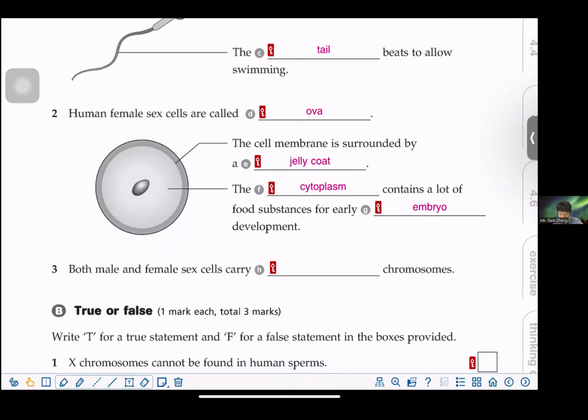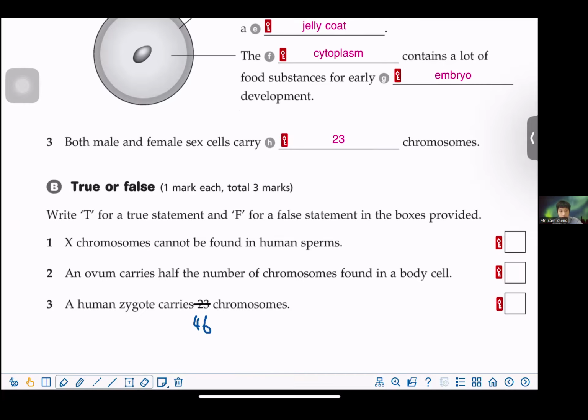Next, both male and female sex cells contain 23 chromosomes. Next, the X chromosome cannot be found in human sperms. Sorry, it is false, okay? Both X and Y chromosomes can be found in human sperm because sperm actually comes from a male, and a male has the possibility to give gamete cells containing an X chromosome or a Y chromosome. Next, an ovum carries half of the number of chromosomes found in the body cells. Yes, it is correct, true. Because it is a gamete cell, it is a sex cell, so therefore it will only contain half of the number.